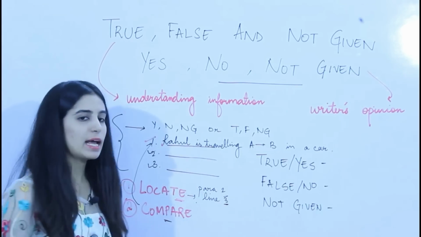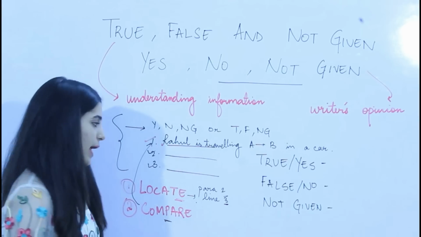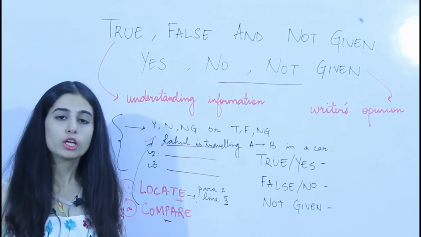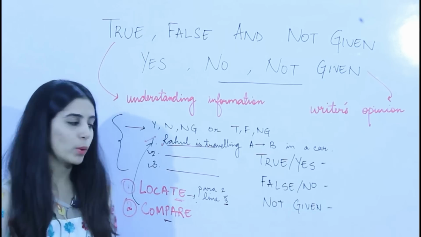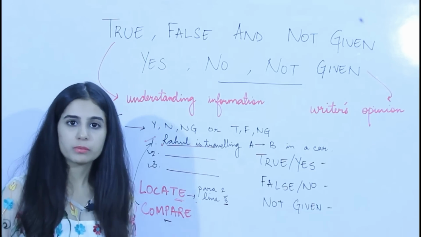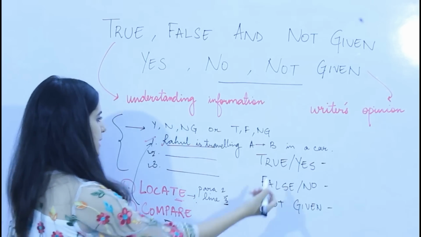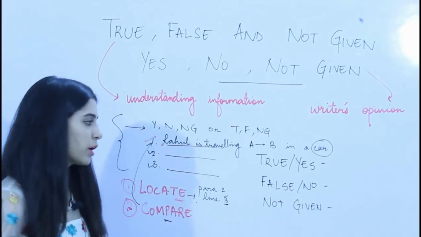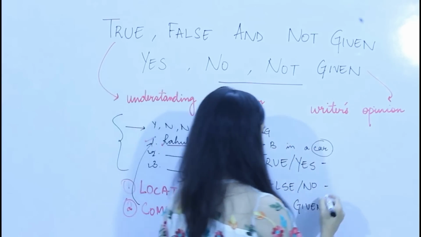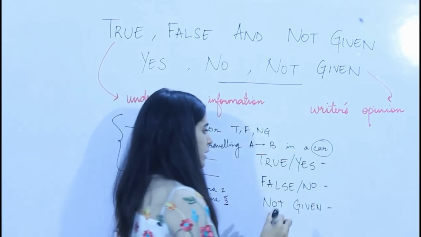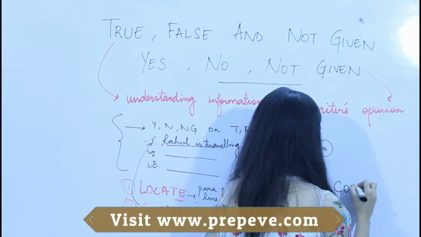Let's assume the line that is written in the passage is that Rahul has boarded a train to travel from point A to point B. Now will it be true, false or not given? Here it says car. In the question it is saying train. What will be the answer? It would be false because the statements are contradicting each other.